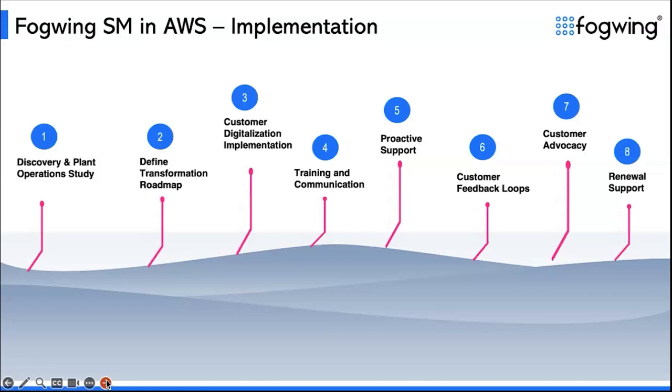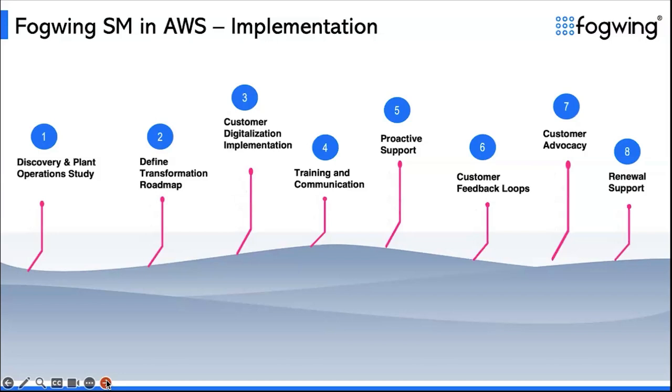How do we go about multiple sites, multiple plants? How do we build a uniform implementation model and things like that? The third step is the complete digitalization implementation. This is where the 100 days practice will come, so that we will start realizing it.